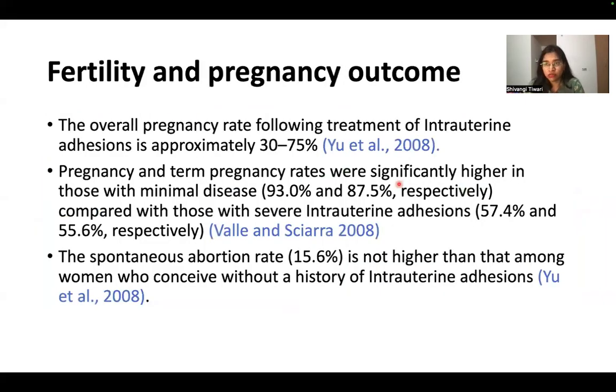Fertility and pregnancy outcomes in Asherman syndrome. The overall pregnancy rate following treatment of intrauterine adhesions is approximately 30 to 75%. It is good. Pregnancy and term pregnancy rates were significantly higher in those with minimal disease compared with those with severe intrauterine adhesions. There is a huge margin between them. The spontaneous abortion rate is not higher than that among women who conceive without a history of intrauterine adhesions. So, they do not cause abortions as much as they cause infertility.